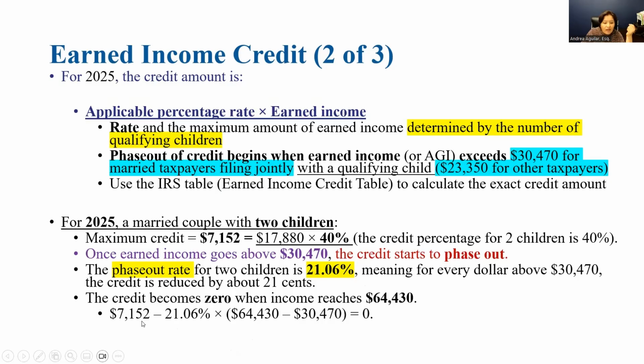Okay. And how do I calculate the reduction? Well, the reduction will be the phase out percentage provided in the table times the excess over the phase out base. In this particular situation, this couple is making $64,430 as earned income. So we have 64,430 minus the phase out base, 30,470.